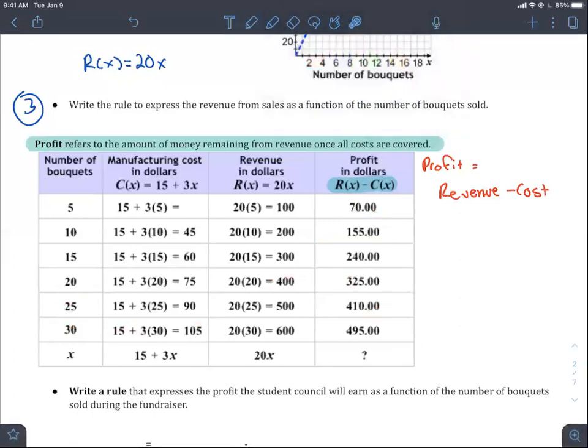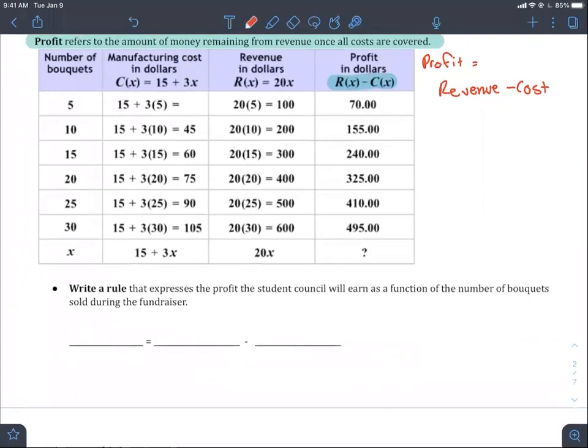So they want to be able to predict what their profit is depending on their sales versus their cost. So we're going to write a profit equation. The profit equation is going to be very similar to what we just said. The profit is equal to the revenue minus the cost. We have previously defined the cost equation as 15 plus 3x, and the revenue equation as 20x.